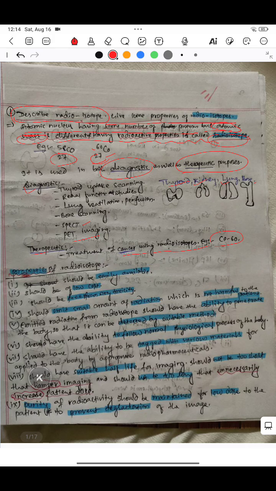Then what are the properties of a radioisotope? If you want to buy anything, it should be cheap, easily available, low cost, and free from toxicity; those are the common criteria. As it is a radioisotope, it is harmful, so it should be easily available, usually made by cyclotrons. It should be of low cost, less expensive, free from any toxicity, and should emit a small amount of radiation which is not harmful to the patient.